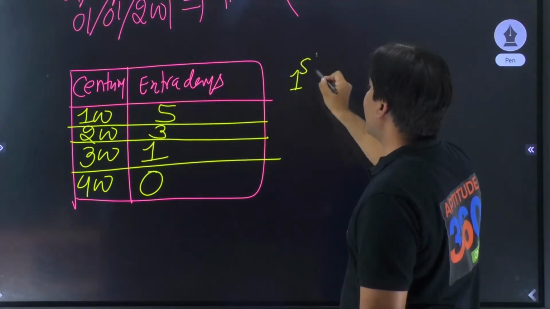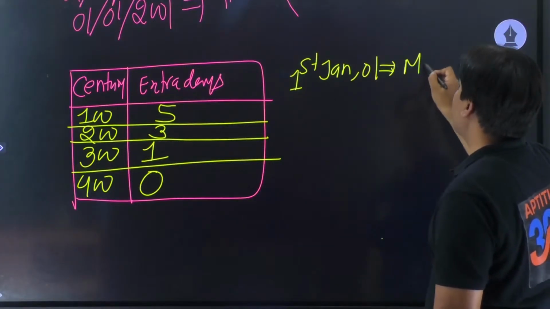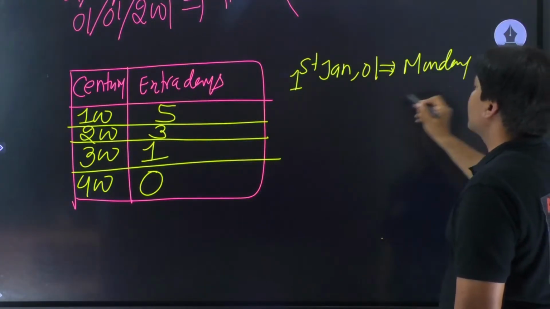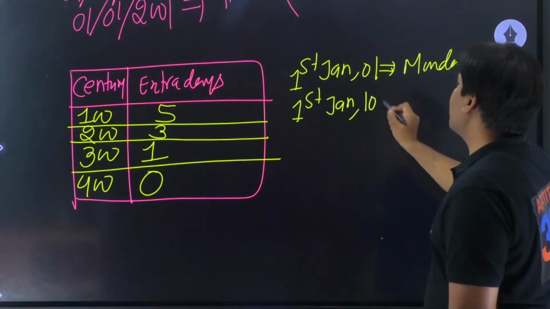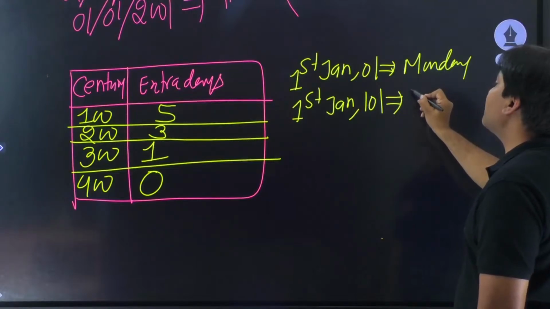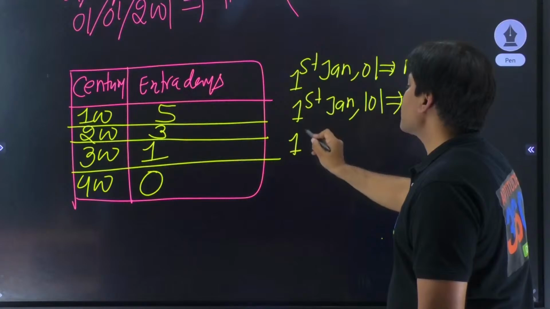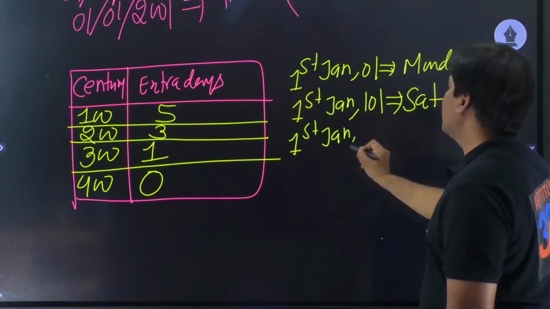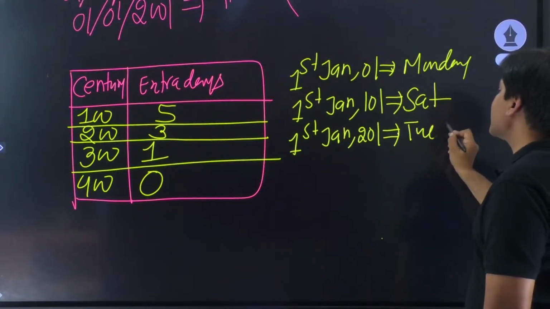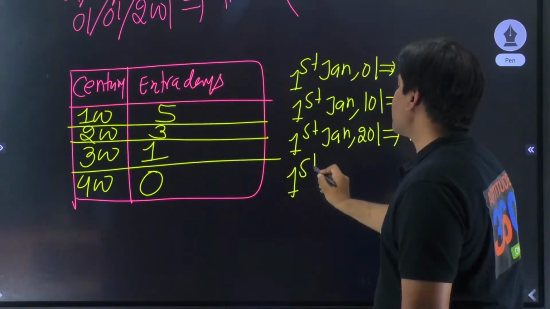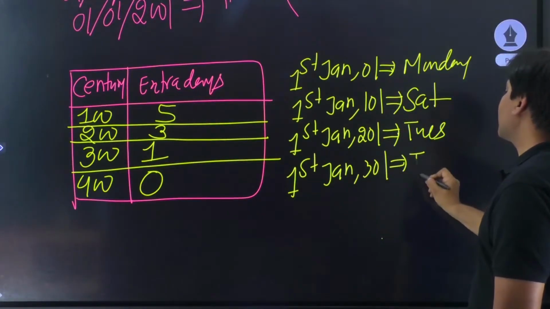1st Jan 01. If it was Monday, then 1st of Jan 101 हमने क्या निकाला था? Monday to 5 days ahead, which is Saturday. And then 1st of January 201. From Saturday you got it as Tuesday. And then 1st of January 301 you got it as Thursday.